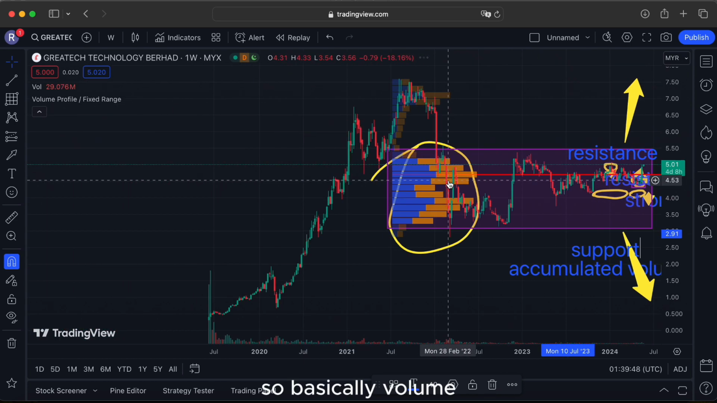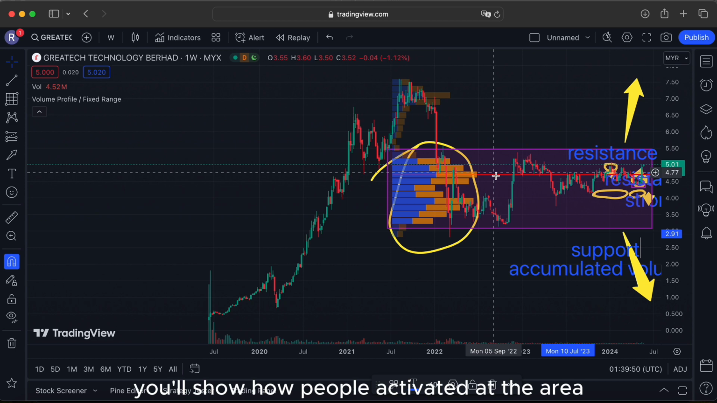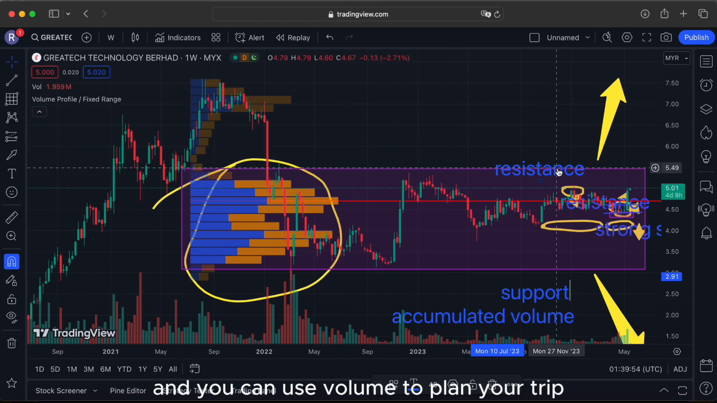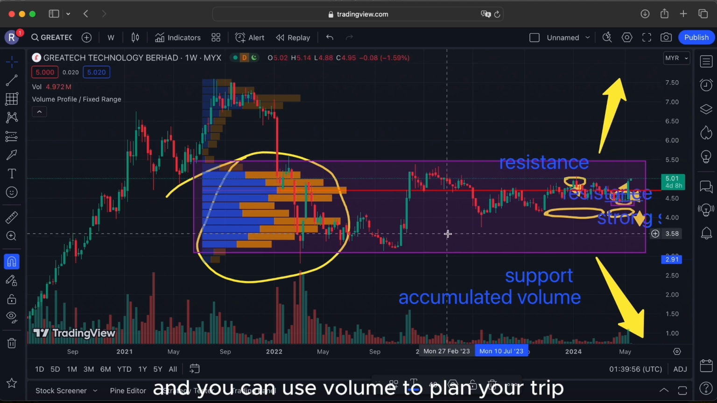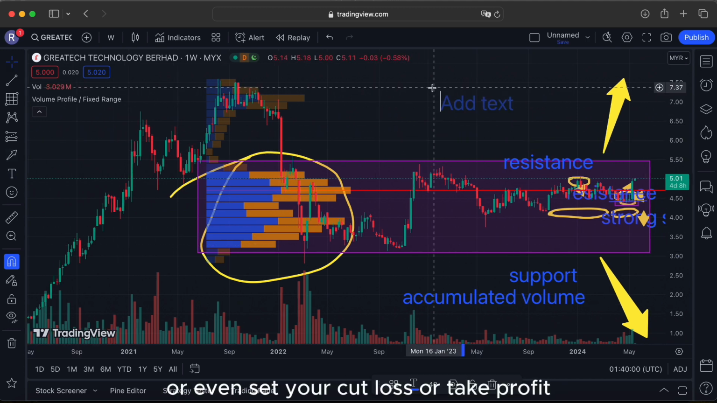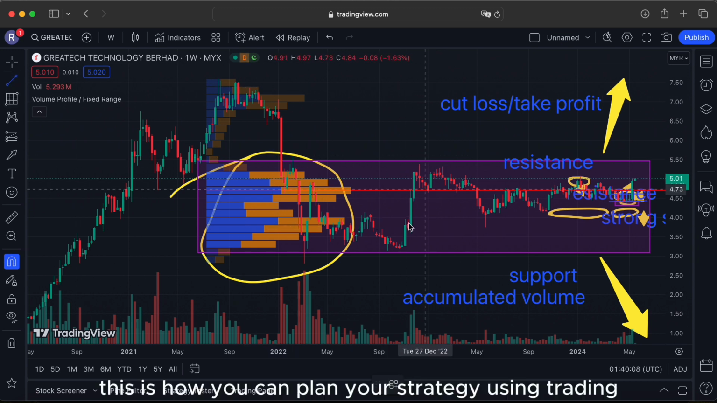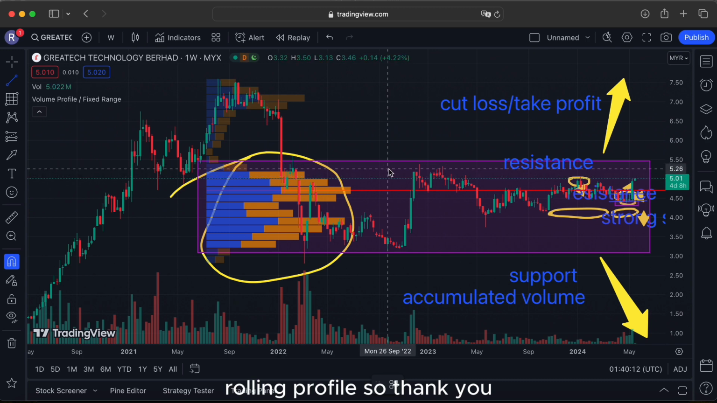So basically volume will show how people accumulate at the area, and you can use volume to plan your trade, or even set your cut loss or take profit. So yeah, this is how you can plan your strategy using the trading volume profile. So thank you.